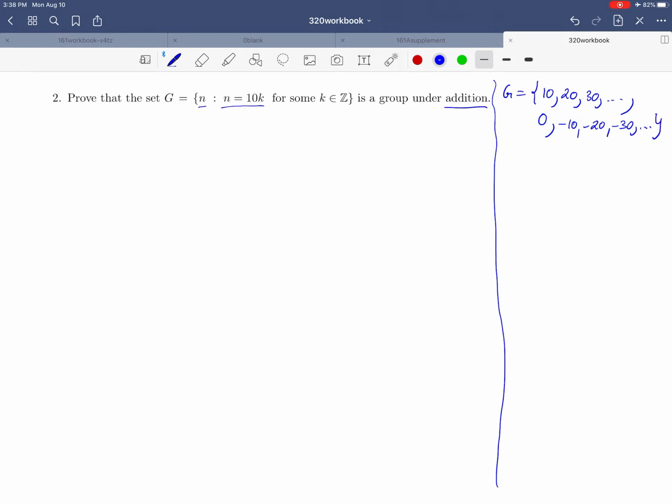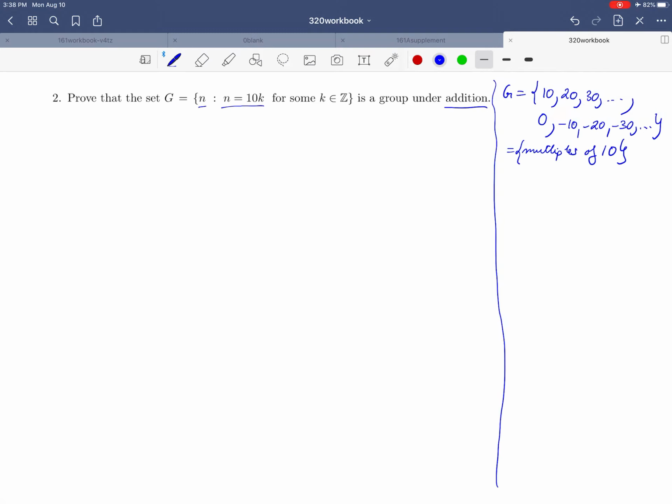So what do you notice? How else could we describe G? Looks like we are looking at all the multiples of 10. That's our group G. It's the set of all multiples of 10. Now, do you believe that that's a group under addition?